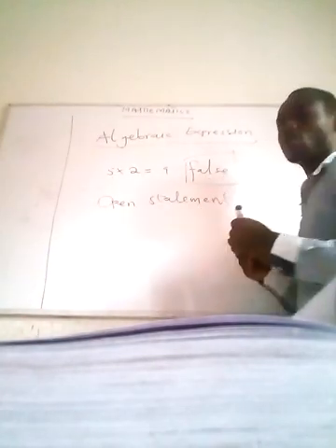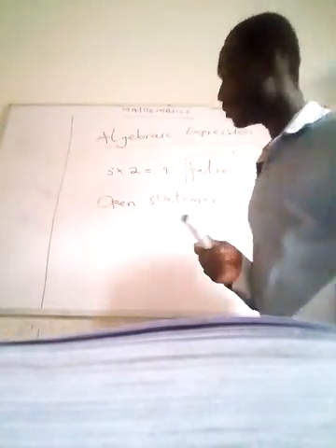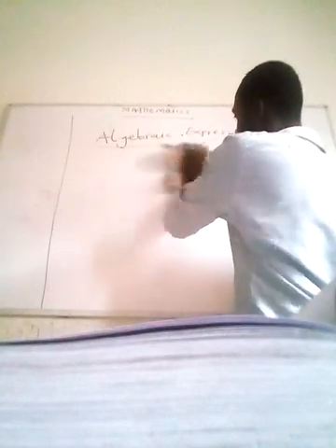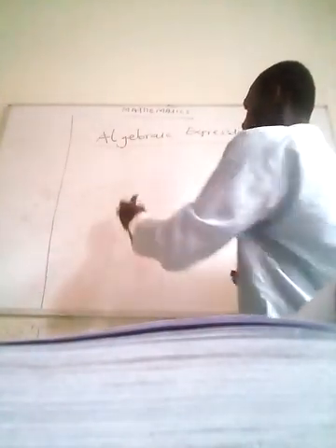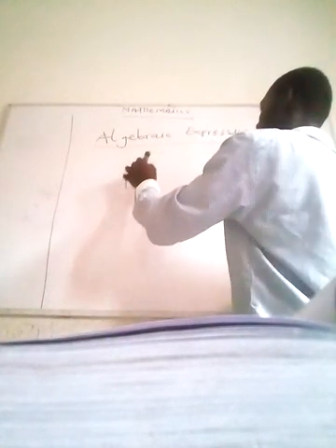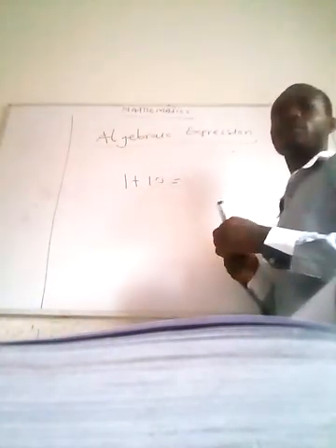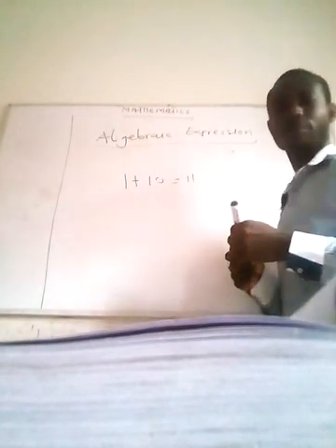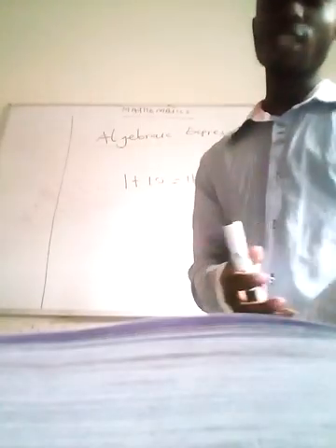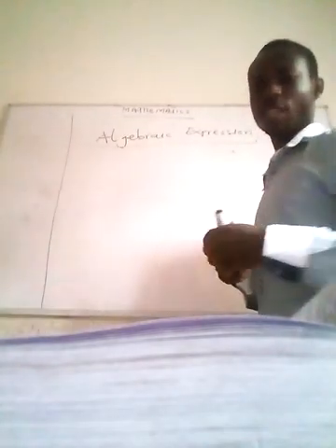Okay, now what is a closed statement? Louder. That is true. So 1 plus 10 will be what? 11. Okay. And then we talked about addition and subtraction of algebraic expressions.